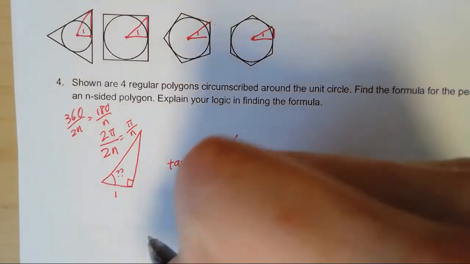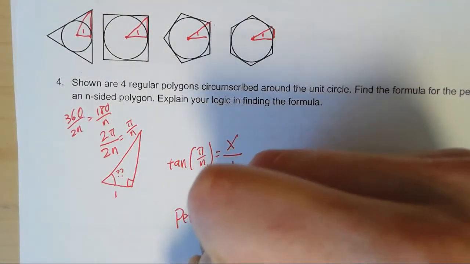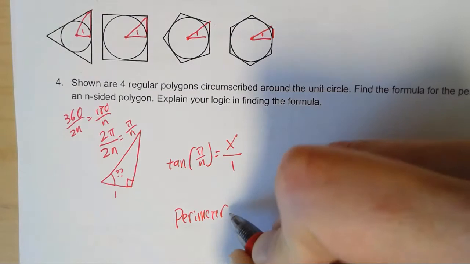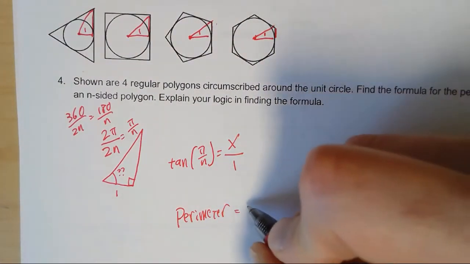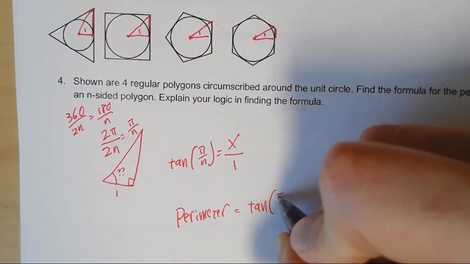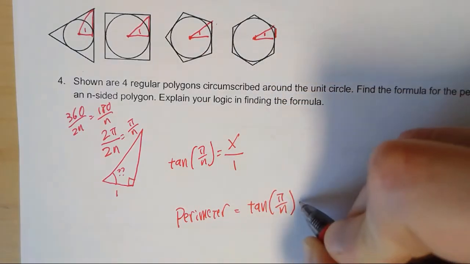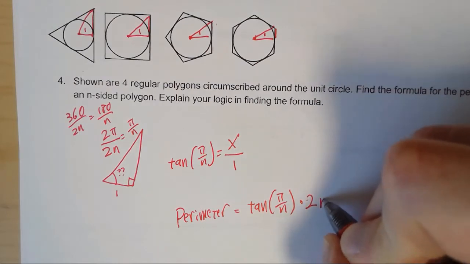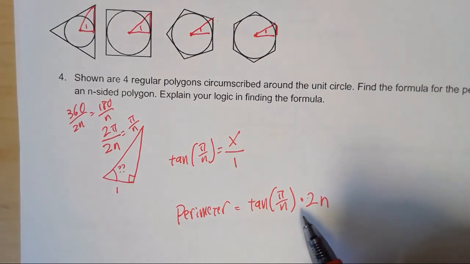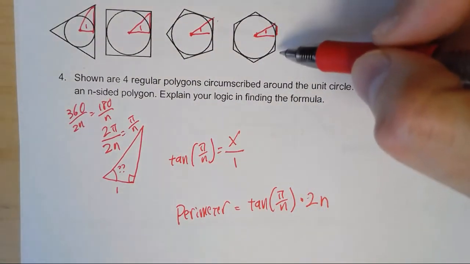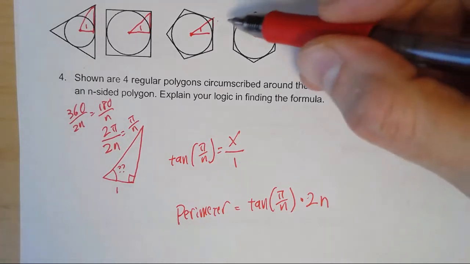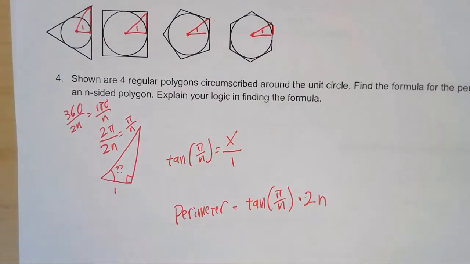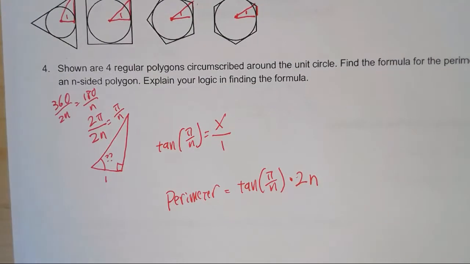So to find the perimeter, we take the given length, which is tangent of pi over n, and then multiply by 2 times n. We multiply by 2 in order to make it a full side, because remember, this side length is only half of a full side. And then we multiply by n because there are n number of sides. So that is the formula, and that's the explanation for it.